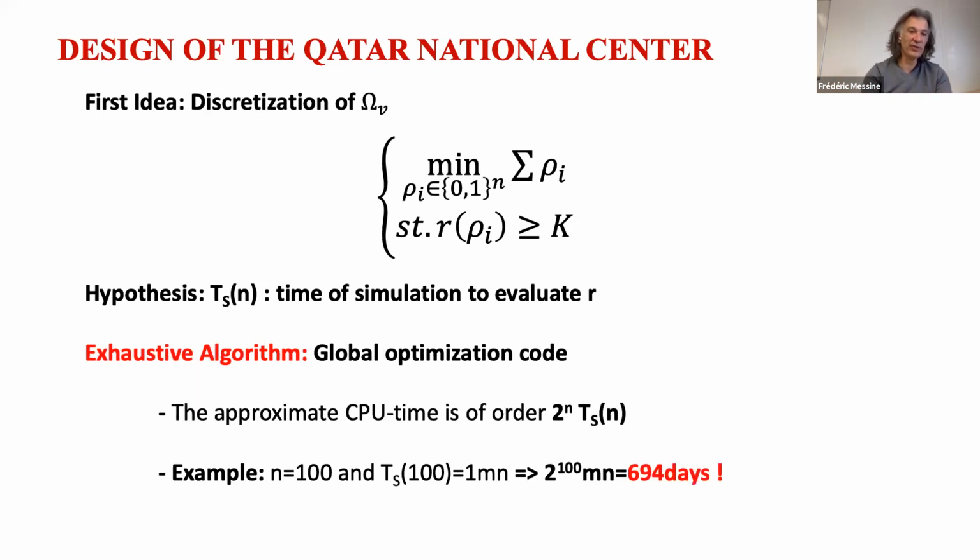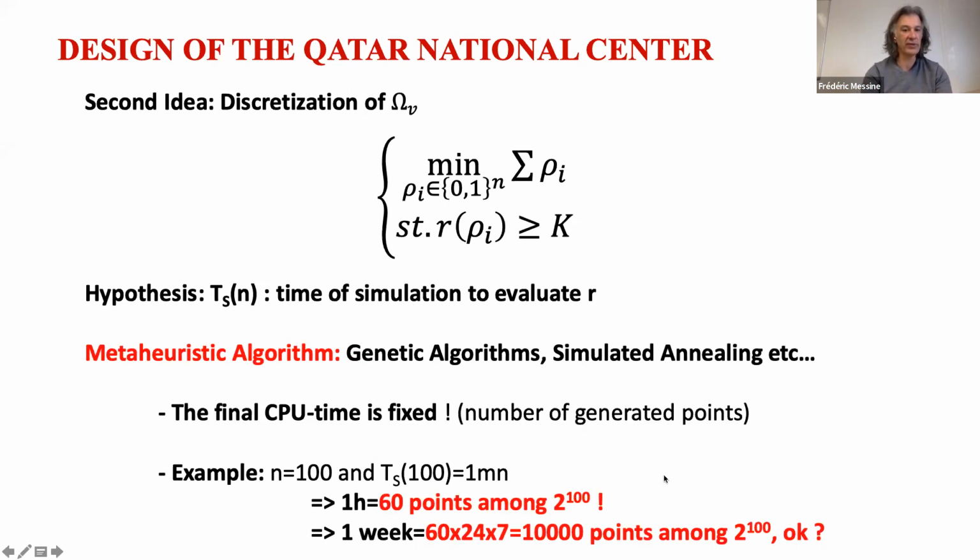So if you want to double the number of points here, you have to multiply 700 days by 700 days. You can imagine the number of days you need to solve this kind of problem. Using metaheuristics, because you fix the limit, it's still the same, but you find points among a very huge number of possibilities. So if you increase the number of variables here, it will be difficult with just 10,000 points to find good solutions.